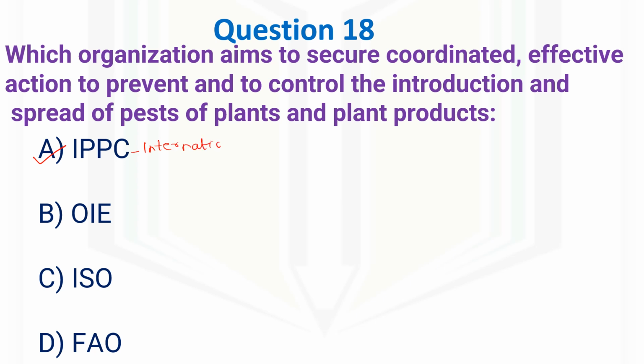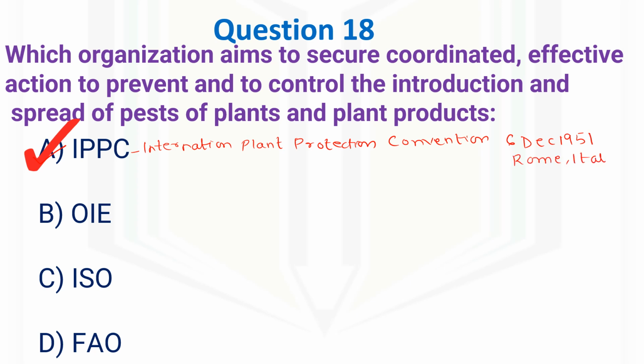International Plant Protection Convention. It was established on 6 December 1951 and it was founded in Rome, Italy. So this aims to control the introduction and spread of the pest of the plant and plant products. The other organization, the OIE, is the World Organization for Animal Health. ISO is the International Organization for Standardization, and FAO is Food and Agriculture Organization. All these other institutes are mentioned in the earlier slides.